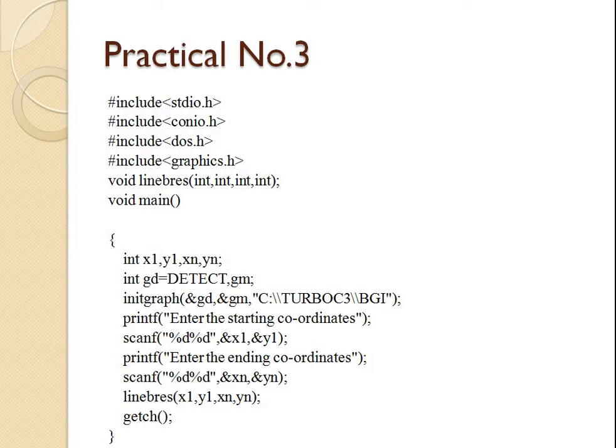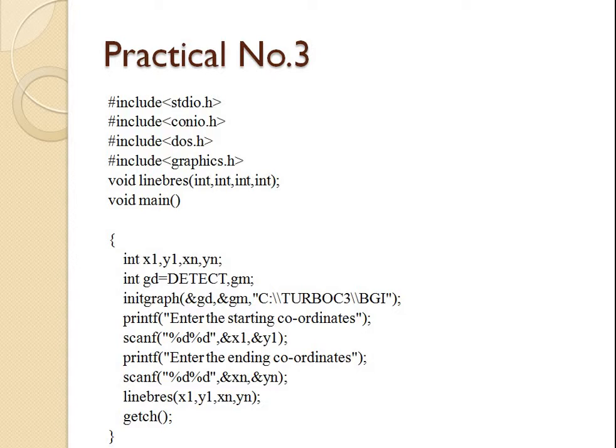Then void main is used, and we declare int x1, y1, xn and yn. Then int gd and gm: we need gd, the graphics driver, and gm, the graphics mode. These two values are needed to draw or display the output.